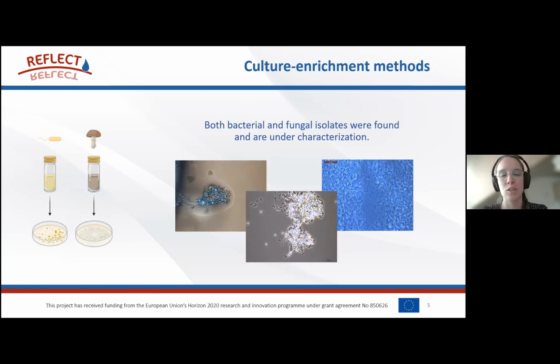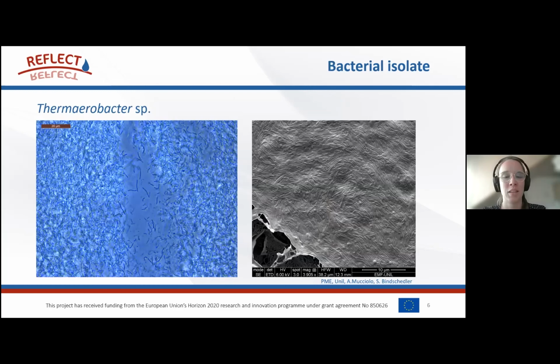So as you can see on the pictures, we managed within REFLECT to isolate both bacteria and fungi. They all grow in the lab and they are still under characterization, but I will present them shortly to you. First of all, we have that Thermaerobacter bacteria, which is, as you can see on both pictures, a filamentous bacteria. This bacteria was isolated at 60 degrees, but it can grow from 40 degrees to above 85 degrees Celsius. So we didn't reach the upper limit of the temperature for that bacteria yet.